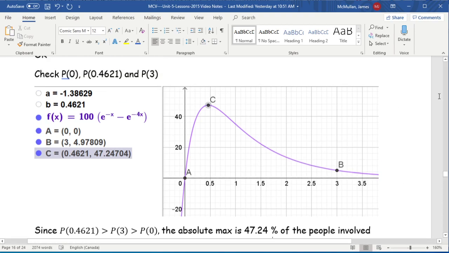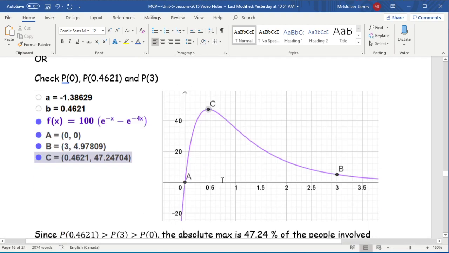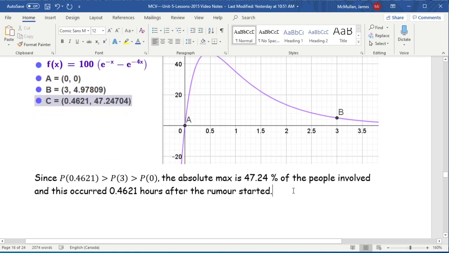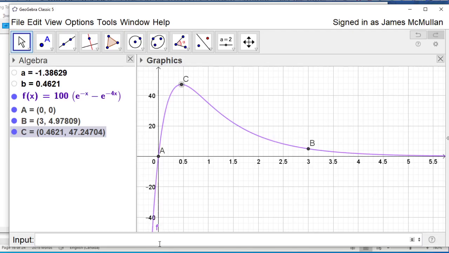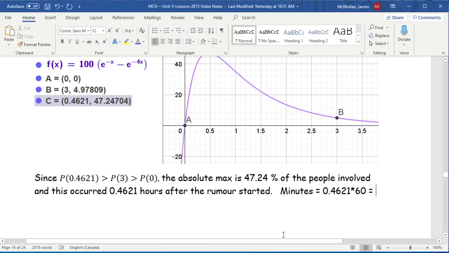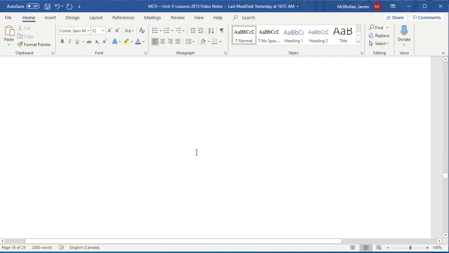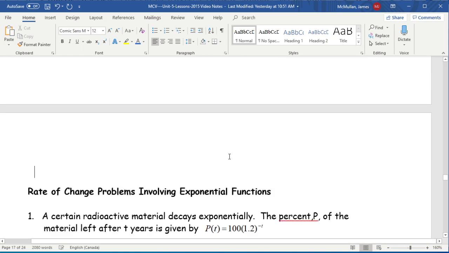So again, I don't think you're going to need this, but if it says change to minutes, which I did ask on the last test, you're just going to go 0.4621 times 60, and that's 27.7 minutes. So I don't think you're going to need to do that, but if you did need to do it, then there you go. All right. That's that done.